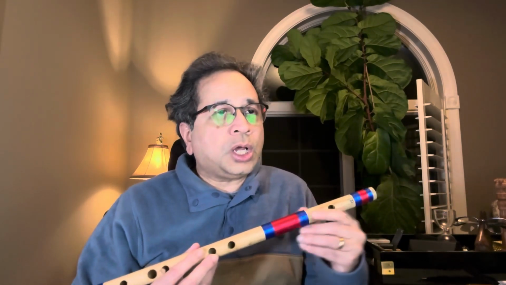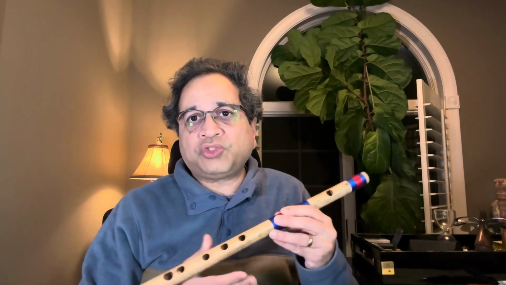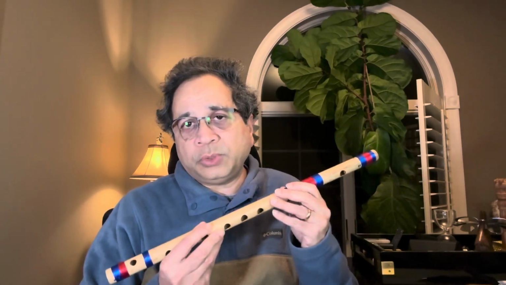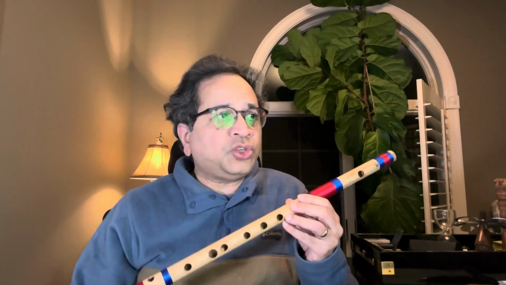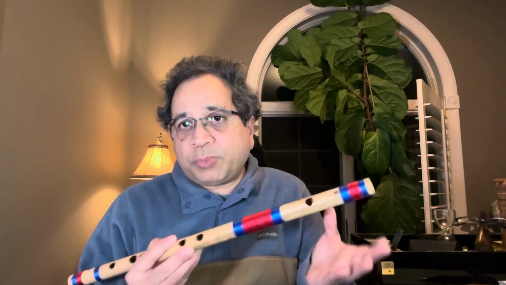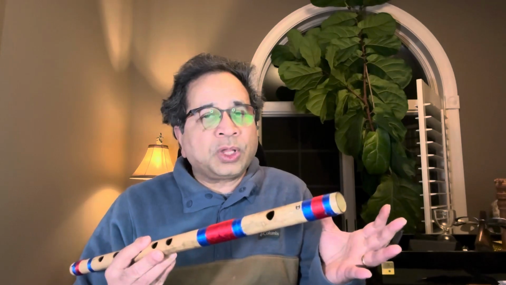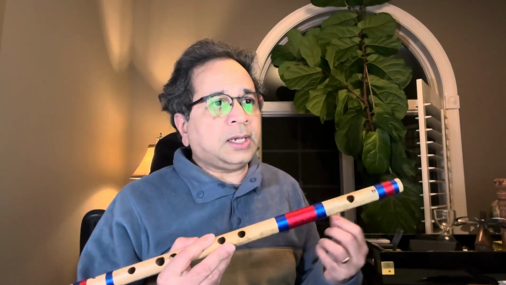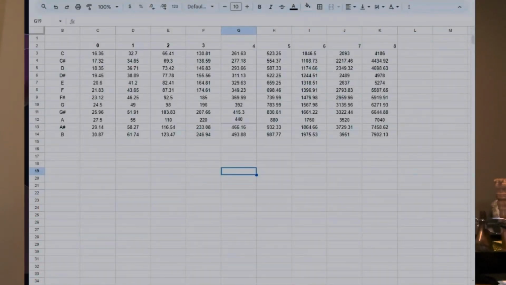Where I wanted to actually go is I wanted to show the projection of all the 12 notes on the flute. But before we go there, we actually need to understand the relationship between these 12 notes, their relative position on the scale, so that when we project them onto the flute, it all makes sense. So in order to do that, I would like to share with you this set of frequencies I have here.